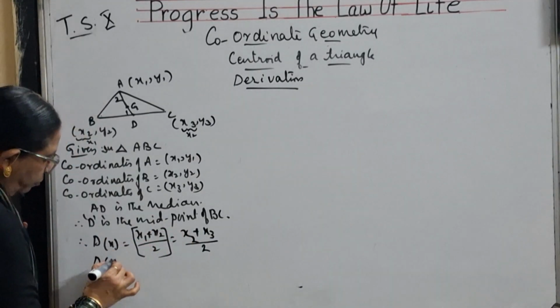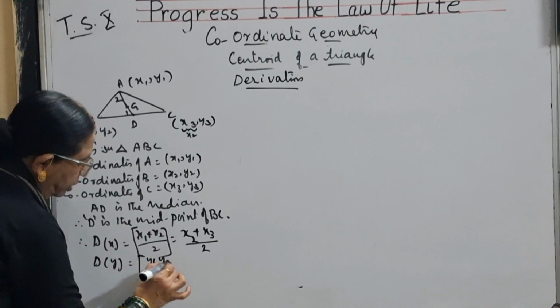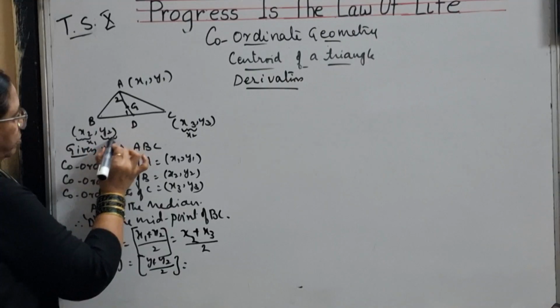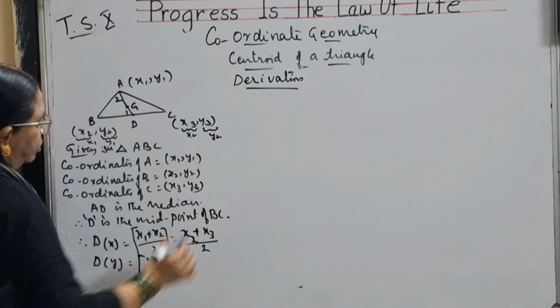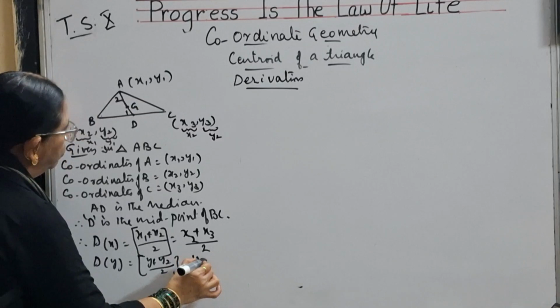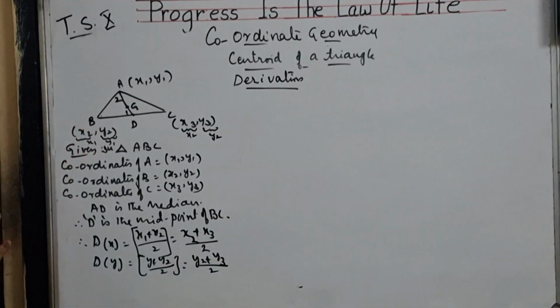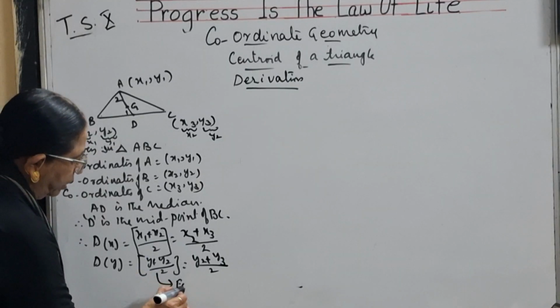And what is the y coordinate of D? The formula is y1 plus y2 by 2. So in this case, this becomes y2 and this becomes y3. That means y2 plus y3 by 2. Don't get confused, children. These two are the formulae I have written.